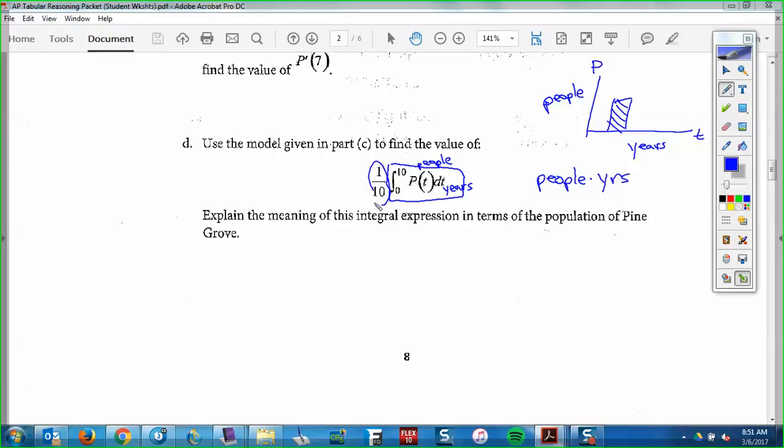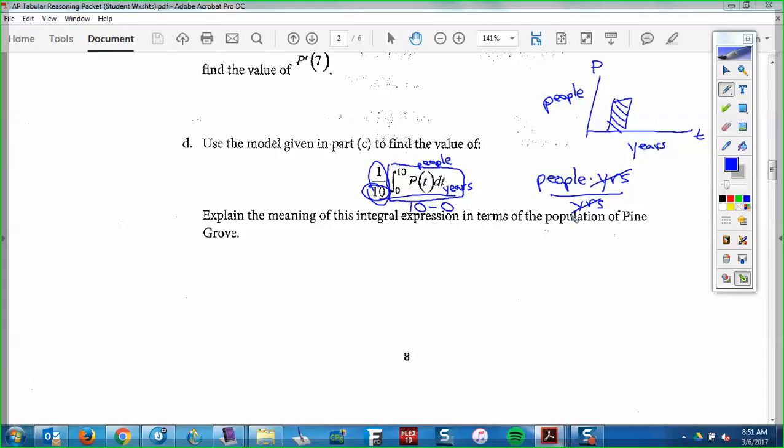But then what's the 1/10? Well, what's the 10, actually? That's why I like to have it down at the bottom. It's really 10 minus 0. What's that? That's years. So what you have is people years divided by years. And that's why you get the average number of people, right? That's why your units then on this end up being just people, okay? It's the average population over that 10-year period, okay?